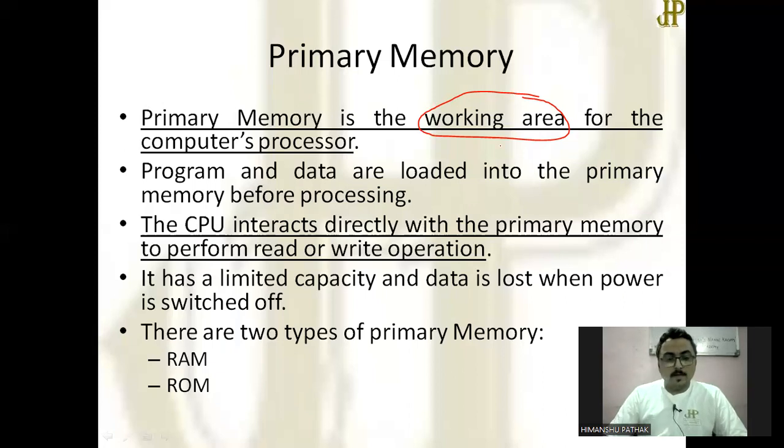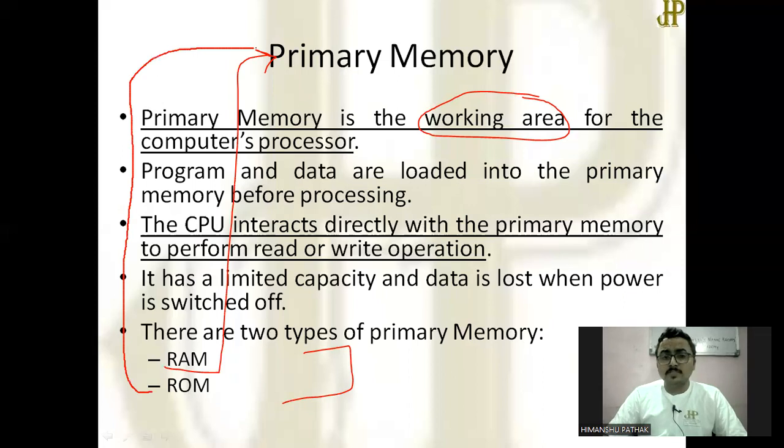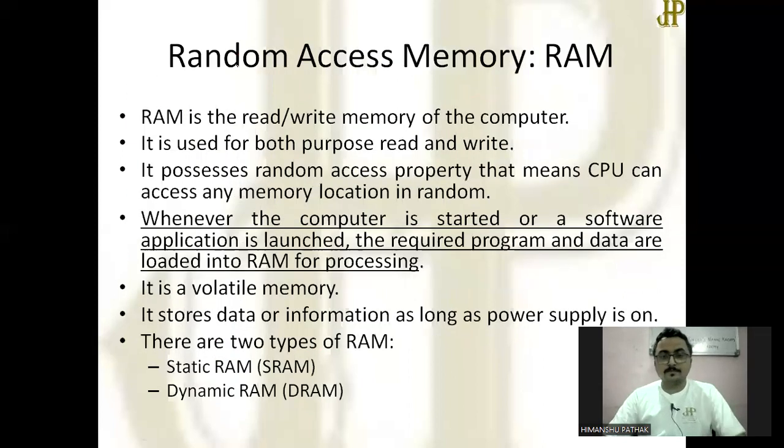Clear? Now, this primary memory is divided again into 2 types, RAM and ROM. RAM is basically a primary memory where all the operations are executed. ROM is the non-volatile memory which is used for a specific purpose. Clear? We will see here.